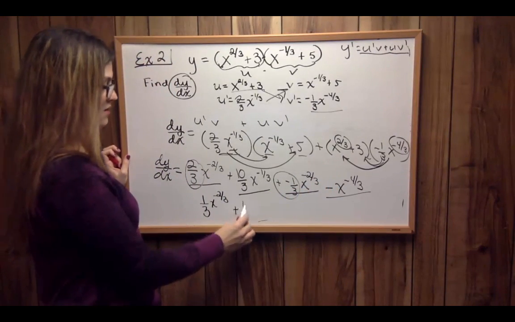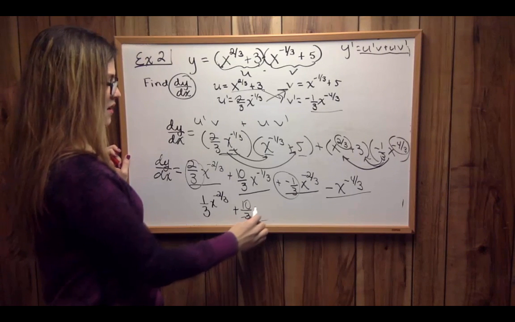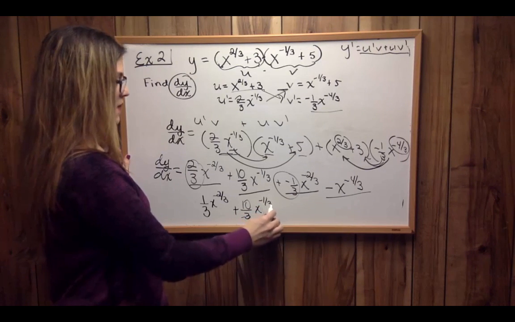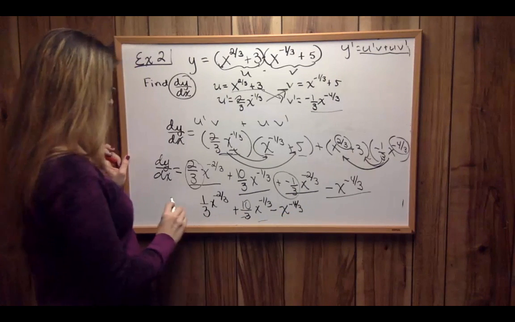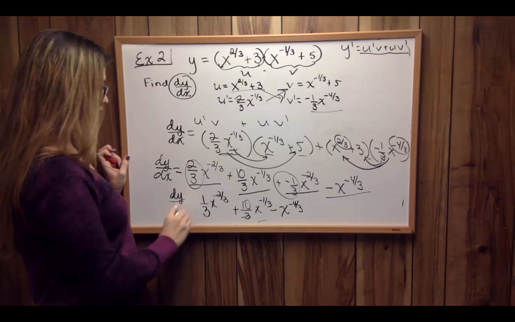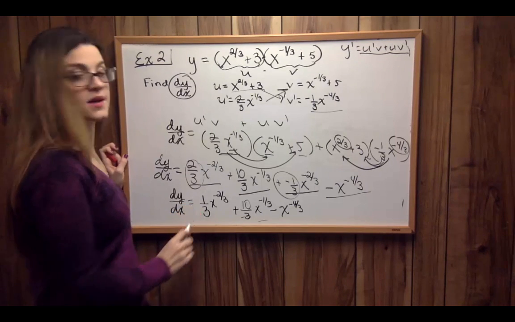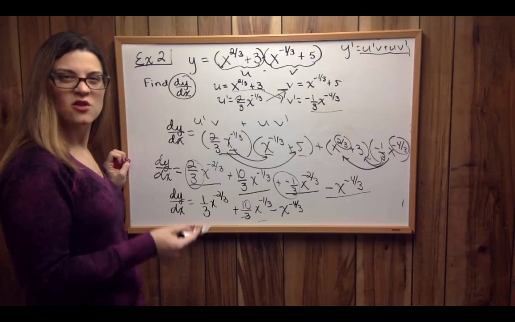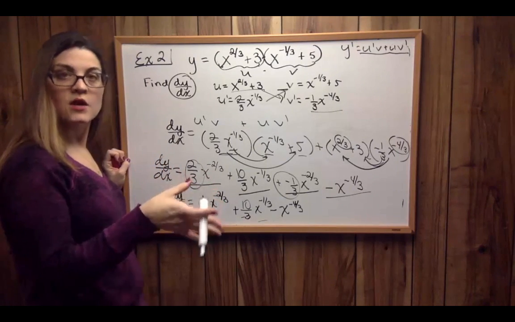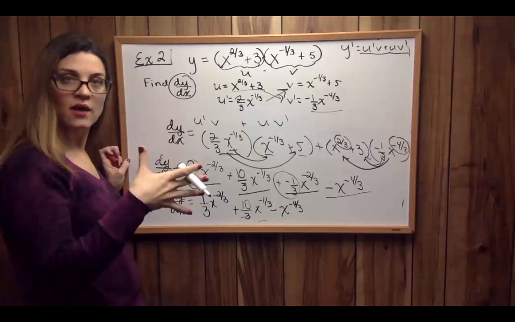So you add 10 over 3 x to the negative 1/3 minus x to the negative 4/3. What is probably the most challenging part of this question is the fractions. So if I moved a little quick with this question and you need to pause it, and you want to go to your calculator and plug them in, you can.